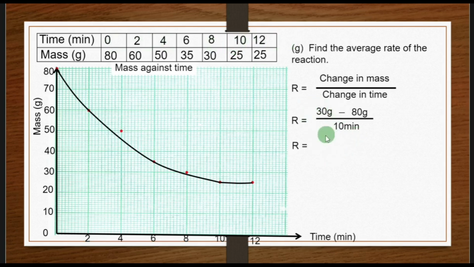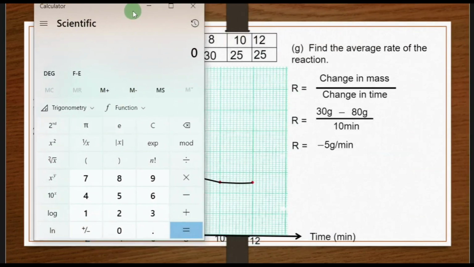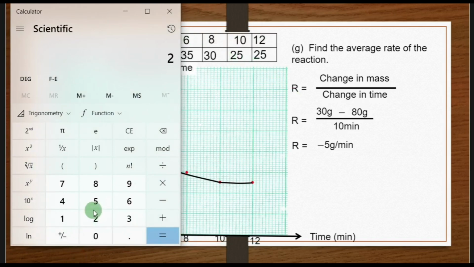Then the answer after you subtract this minus that, instead of getting negative 5 gram per minute, the actual answer guys is this. So here I said it should be 25 minus 80, all right, equals, then divided by time 10, all right, which will be negative 5.5. So here the answer is negative 5.5 grams per minute as the average rate of the reaction.